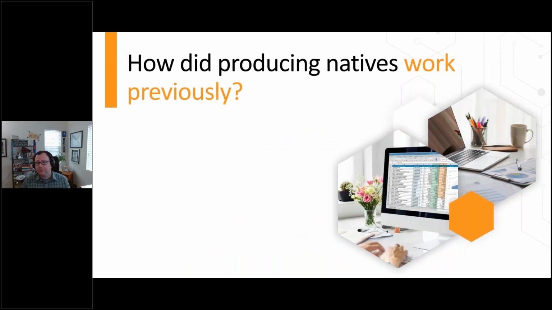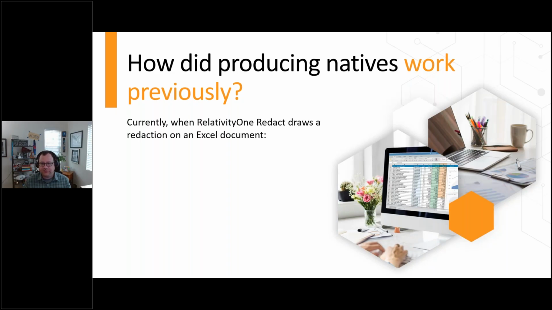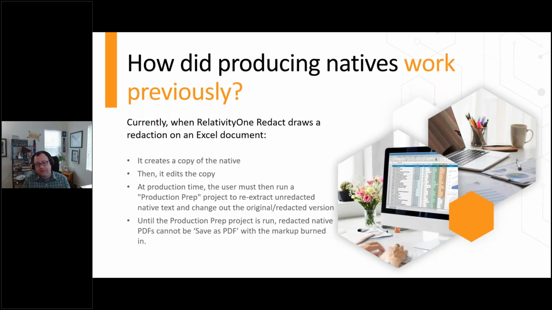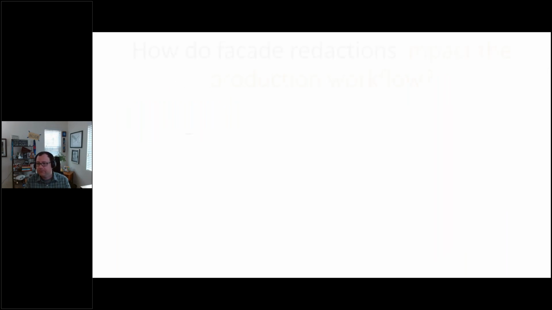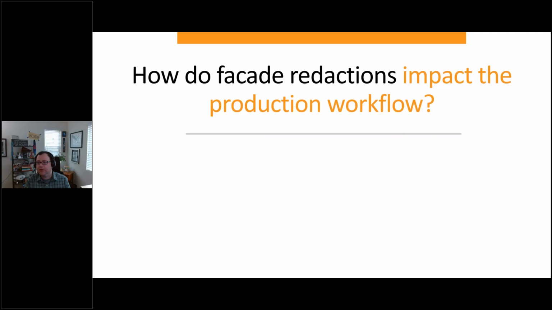For those that are unfamiliar, how did producing natives work previously? What it used to do is create a copy of the native file, then edit the copy, and then at production time, the user would set up what's called a production prep project to re-extract the native text, basically to match what the redacted version looked like. It would essentially flip the original and the redacted version.